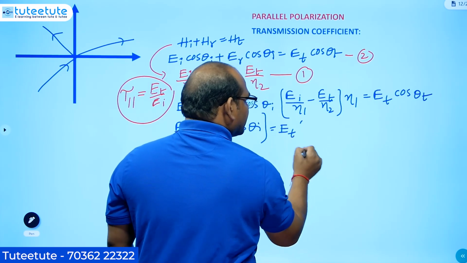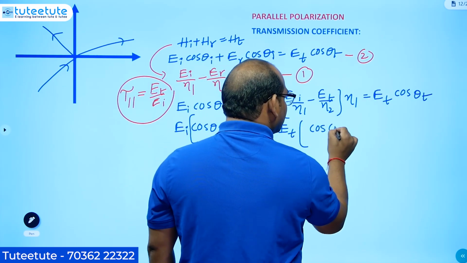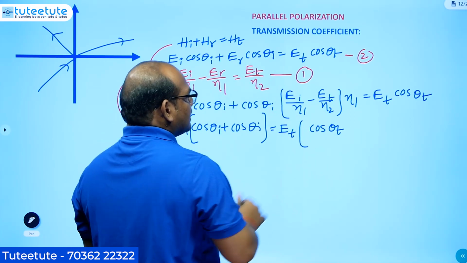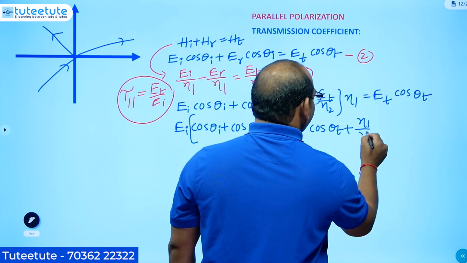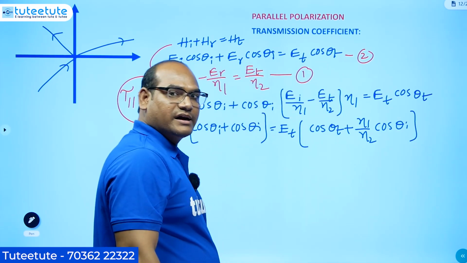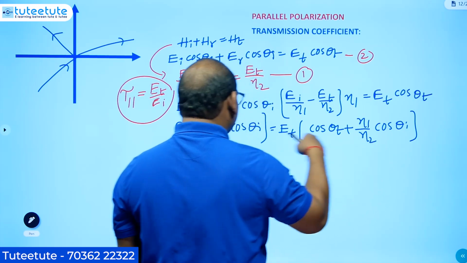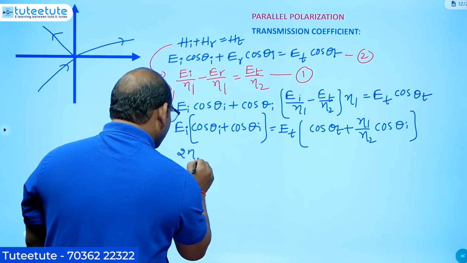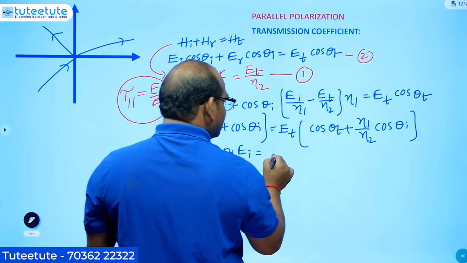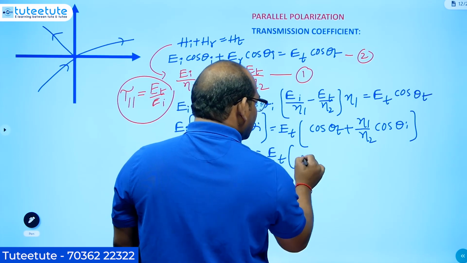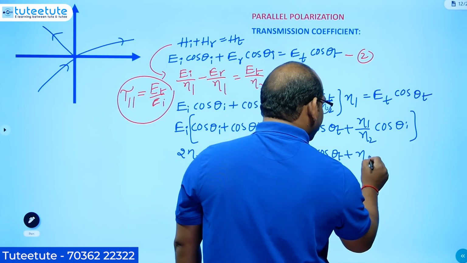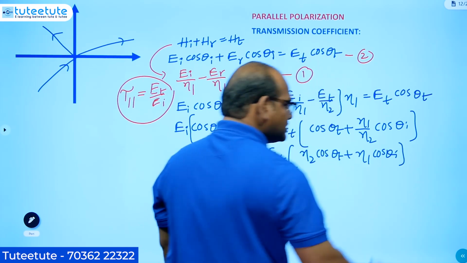So E_T I am taking common. So what is there here? Cos theta T. And from here minus is there. So by sending to the right side it will become plus, eta 1 by eta 2, and this is cos theta I. This is what we can get. By taking LCM we will get eta 2 that can be multiplied here. So we will get 2 eta 2 cos theta I E_I is equal to E_T times of eta 2 cos theta T plus eta 1 cos theta I. This is what we can write.